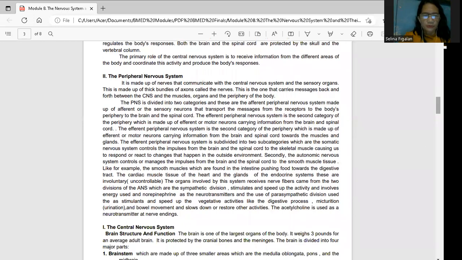Okay. So the sympathetic division involves epinephrine and norepinephrine as the neurotransmitters. So the epinephrine and norepinephrine are used as a stimulant and speed up the vegetative activities. Like for example, the neurotransmitter, so on and so forth.